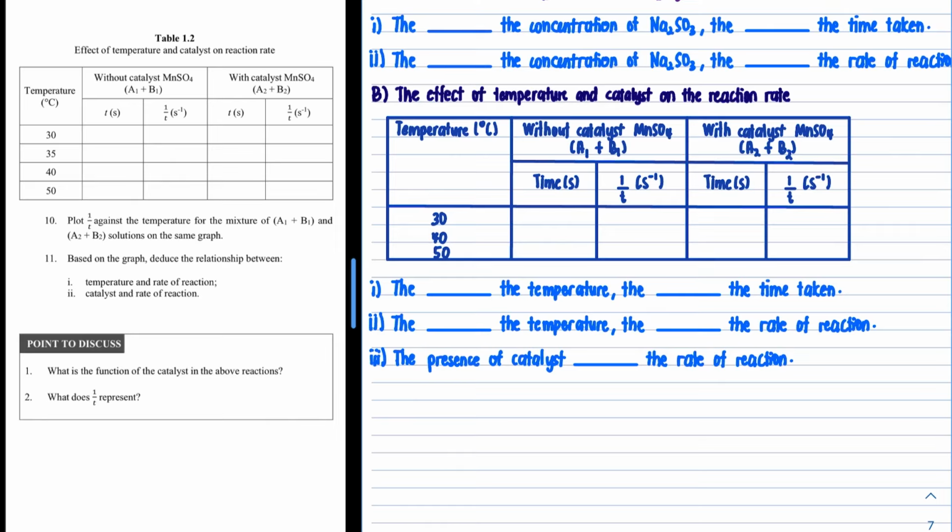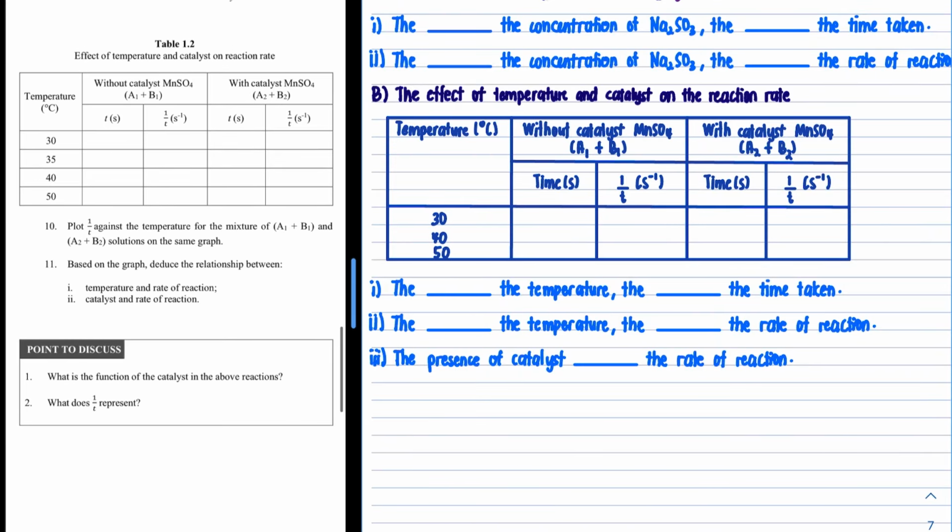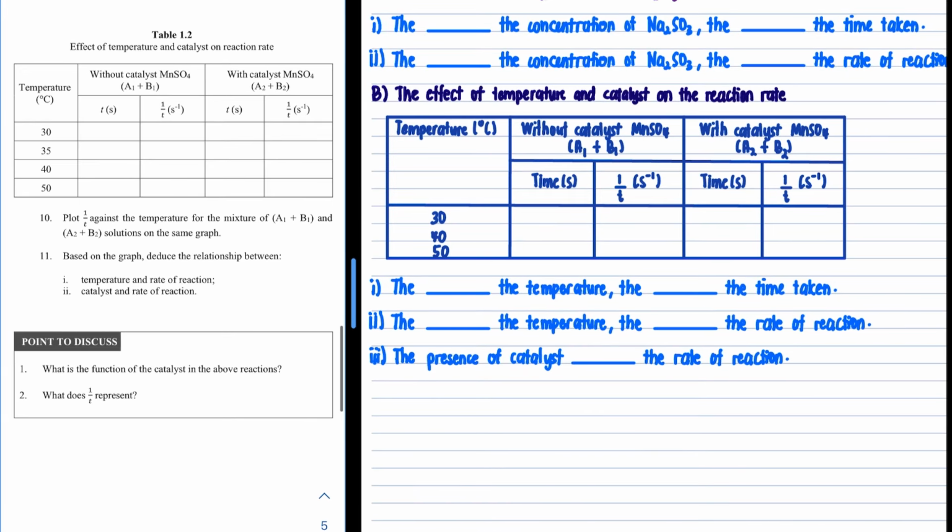Next, the same as before, first we have to plot 1 over T. Number 10 here, plot 1 over T against temperature. So again, this will be our y-axis, this will be our x-axis, for the mixture of A1 plus B1 and A2 plus B2 solution. So how do you plot the graph, and what is an example of the graph? Next, I'm going to show you the general view of the graph itself.